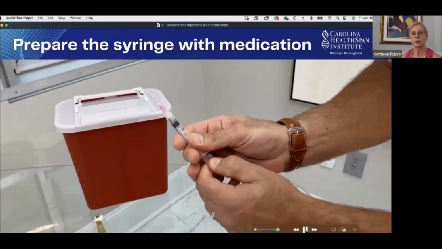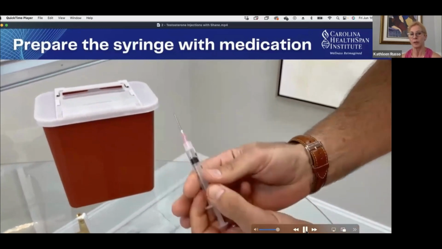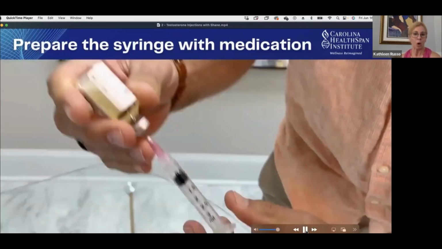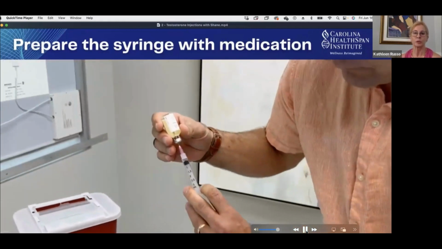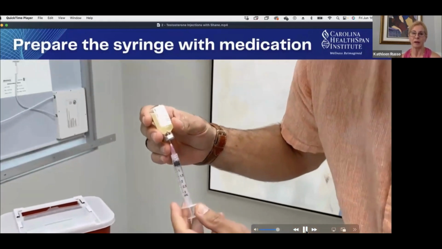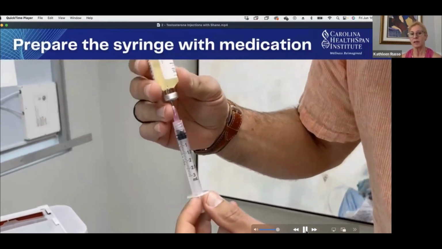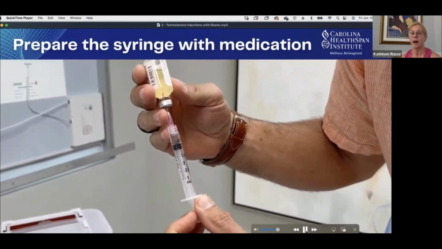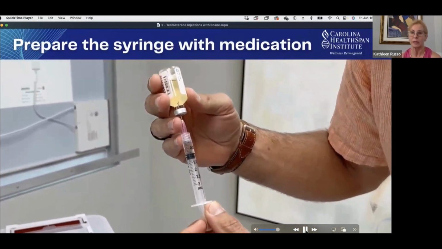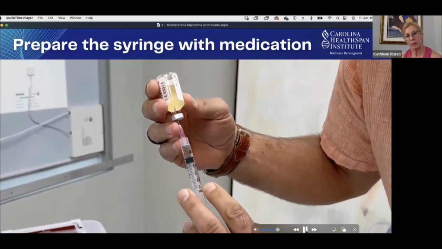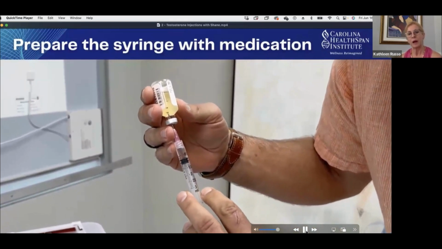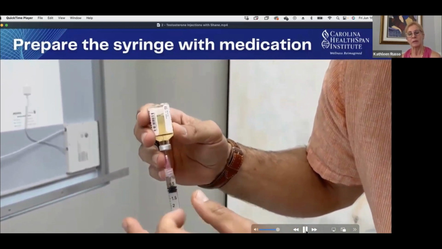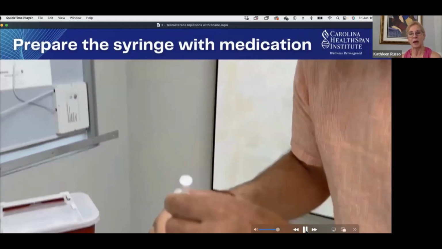Shane has now put the larger gauge needle onto the syringe. That's an 18 gauge, that pink needle. It has a bigger bore with which to pull the medication out of the vial. As I stated, testosterone is a thick oil, so it is very difficult to get it out of the vial if you use a small needle. You can see he's pulling about 3/4 of an ml out of his vial, and he's tapping out any excess air.